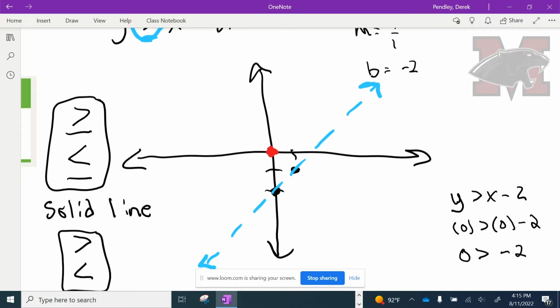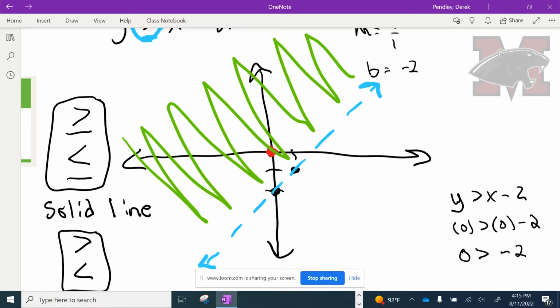Yes, right? Because any negative number is going to be smaller than 0. Any positive number is going to be greater than 0. So 0 is above negative 2 on the number line. It's greater than. That means that anything on that side of the line is true. So what you do is we represent this as a picture by shading that line. And we're going to shade that side that we tested.